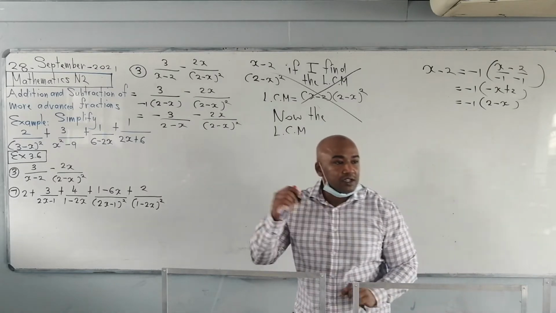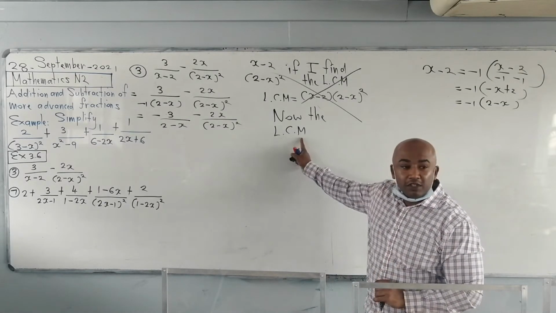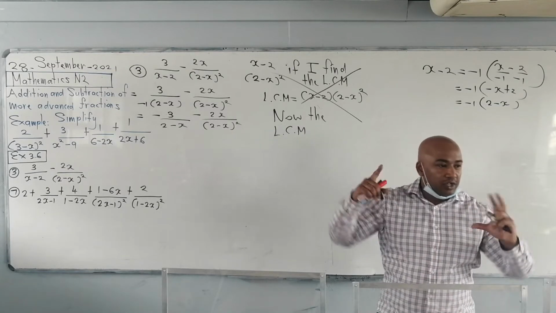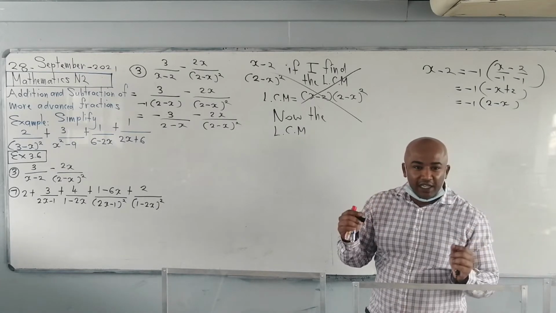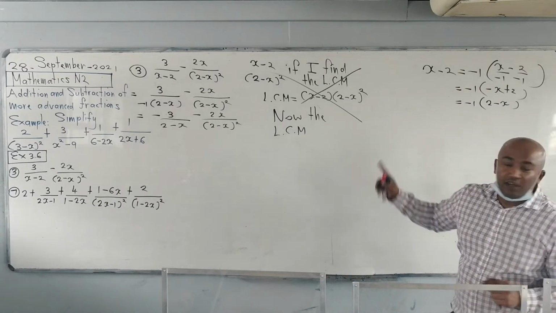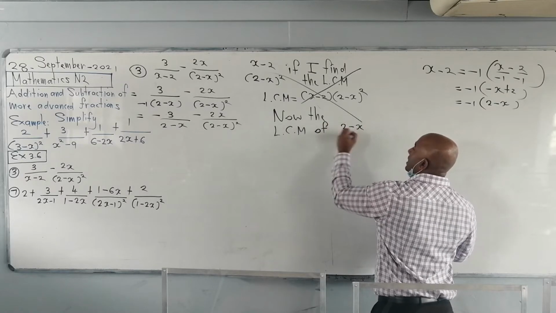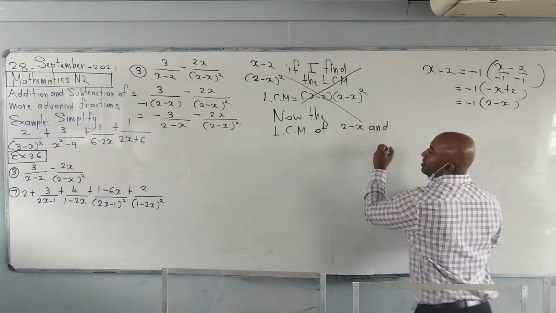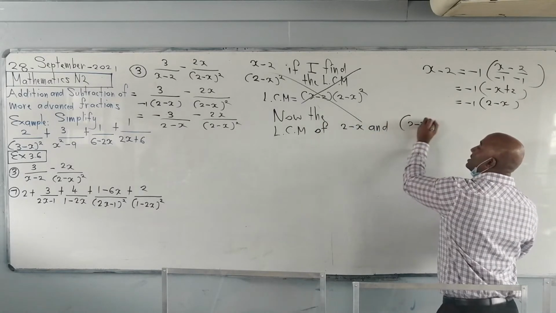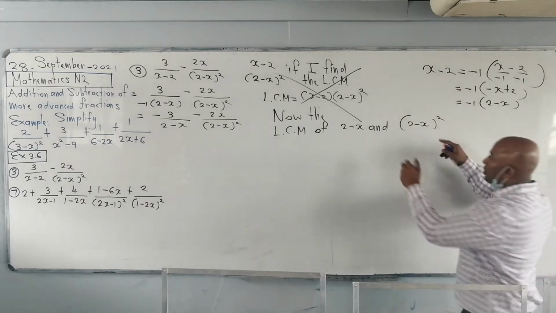So, the lowest common multiple. Okay, so this is the most important concept to understand when you are dealing with fractions. So the lowest common multiple of 2 minus x and 2 minus x all squared. Right, so we got these two.